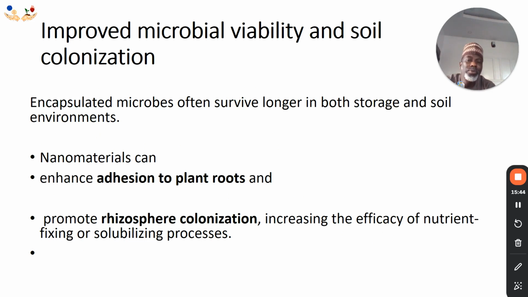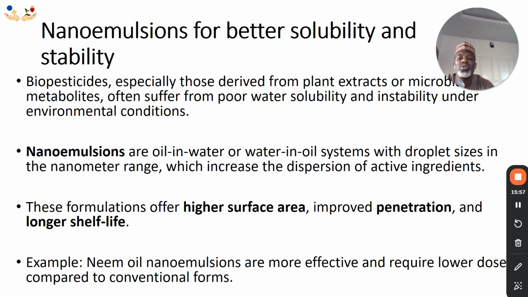Improved microbial viability and soil colonization. Nanotechnology can help to enhance adhesion to plant roots and promote rhizosphere colonization, increasing efficacy of nutrient fixing or solubilizing processes. Emulsion for better solubility and stability.